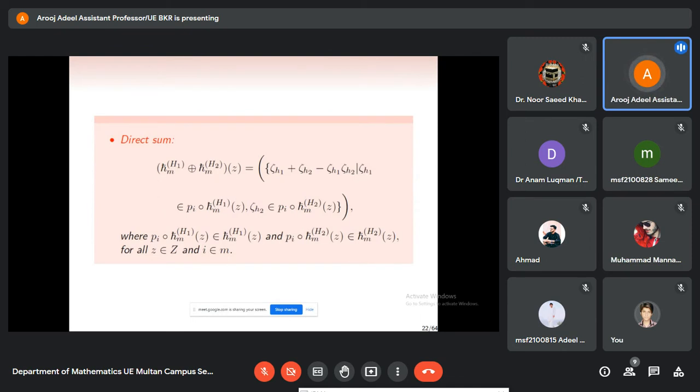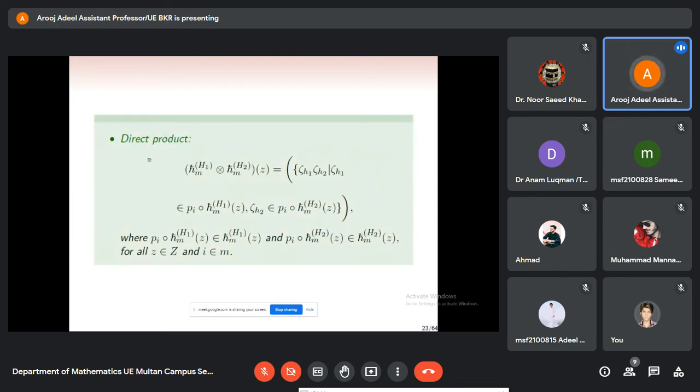Here is the direct sum. In the direct sum, when we take the direct sum of the 2 M-polar Hesitant Fuzzy sets, then we add their membership values, and after that we take their product. When we take their product and we add them, we subtract these values and we get the direct sum. Next is the direct product, which is also calculated here in this slide.